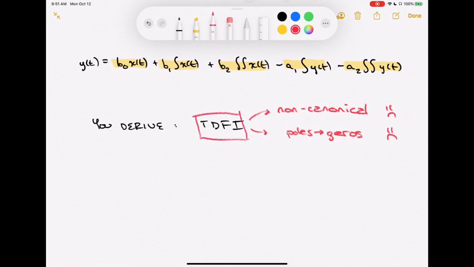Almost no one would actually realize a system using transpose direct form 1. In theory, it is exactly the same integral equation. In practice, it's got some real problems. It's not terribly efficient, and it tends to have more susceptibility to things like overflow errors.